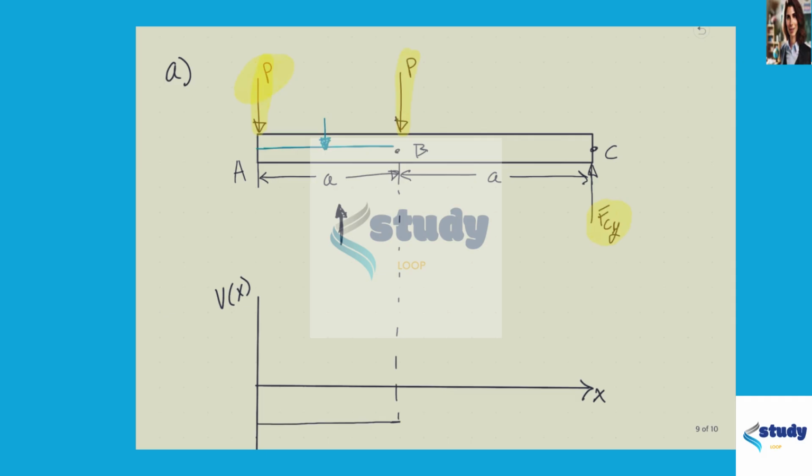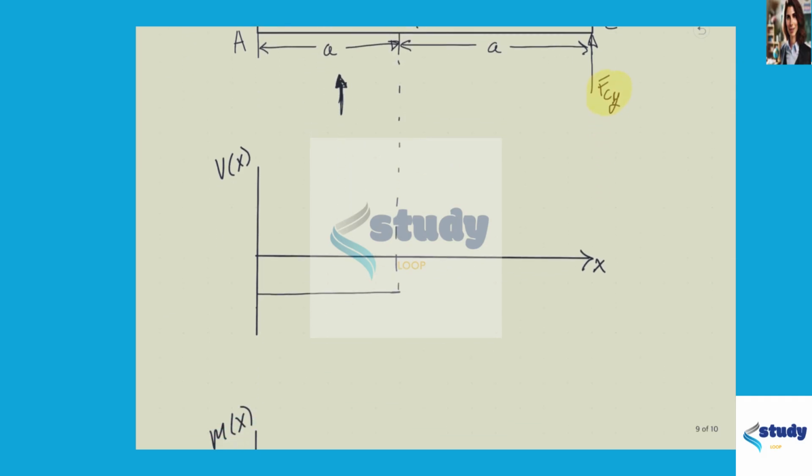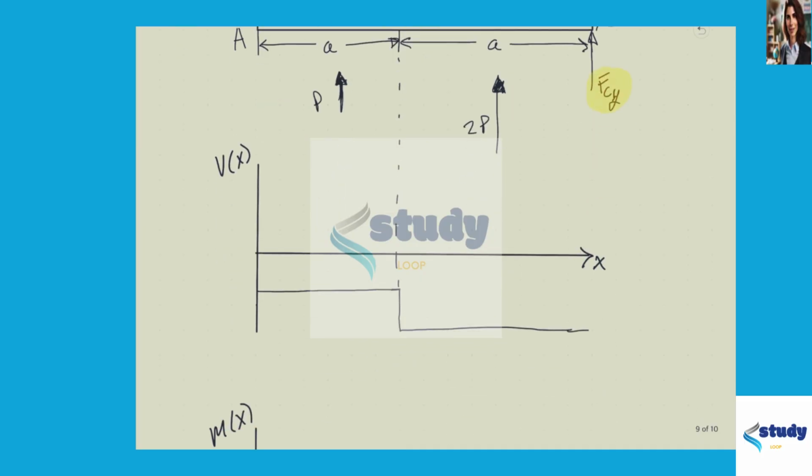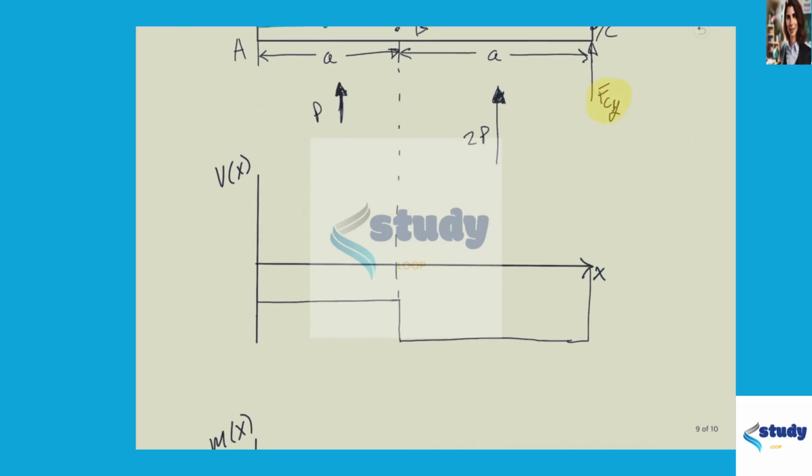And then once we hit our second force right here, our shear is going to increase by that factor of P. It's increasing to counteract the extra force. And then it's going to stay the same until we get to the end of the beam where the beam is fixed. And the shear is going to go to 0.